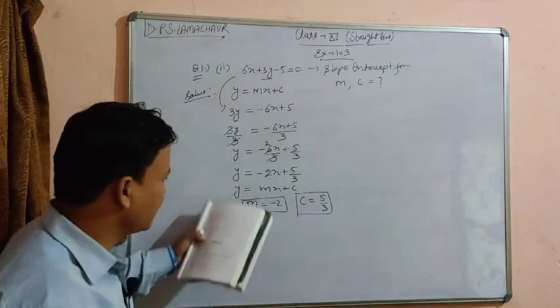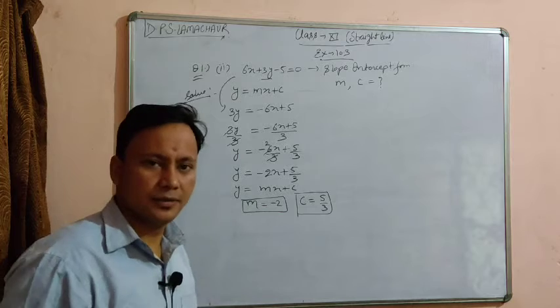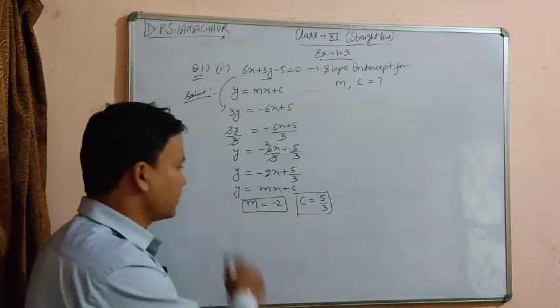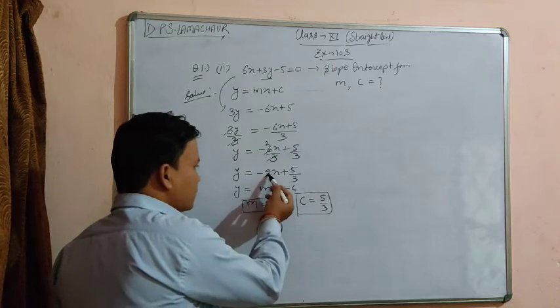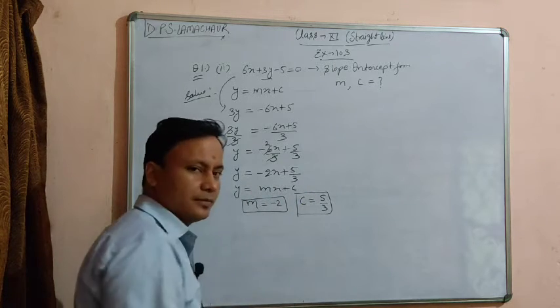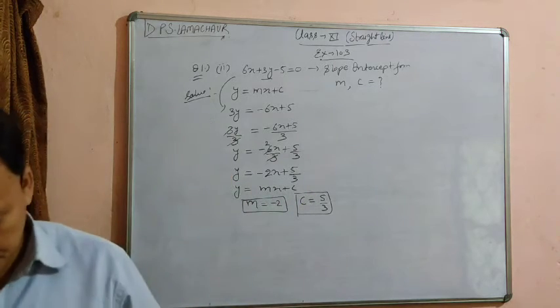We have reduced the equation, and on comparing this reduced equation with the slope intercept form, we can easily find the slope and the y-intercept. Pause the video and take the screenshot.